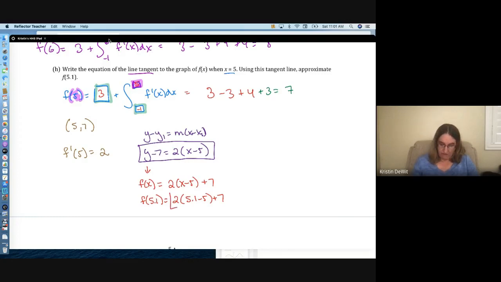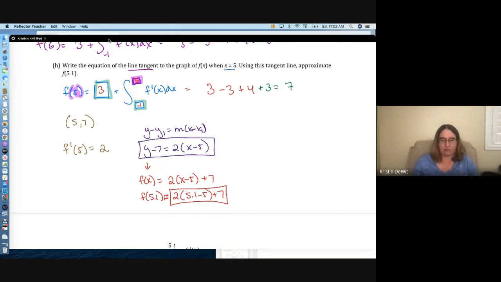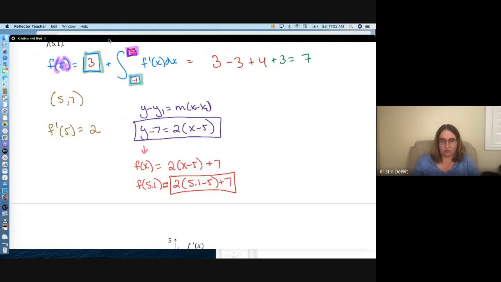And you can leave your answer like that. And actually, I'm going to say f of 5.1 is approximately that. You're not going to lose a point if you don't put the little squiggly signs, but it is technically correct. I mean, yes, this is the same as 2 times 0.1 plus 7, or that ends up being 7.2. You could write 7.2, but why if you're going to risk making a mistake? So you can leave it like that.